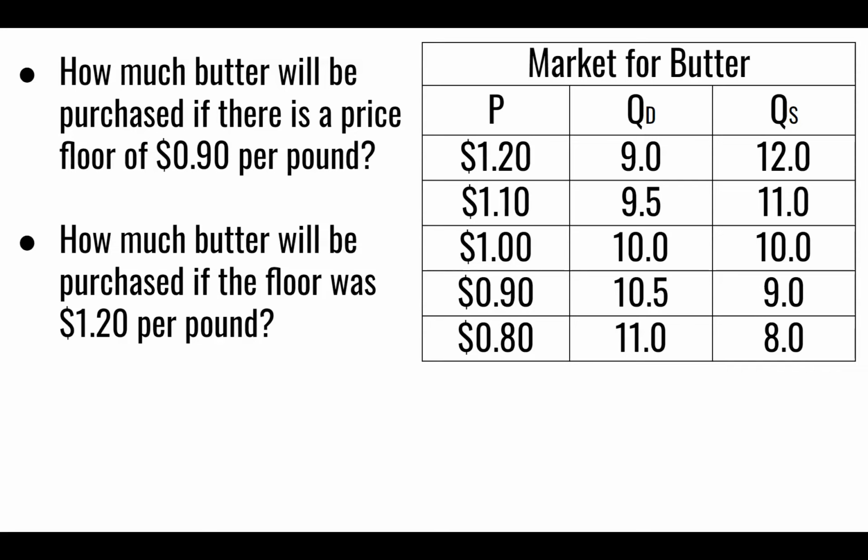It's doing no good. But if I set the price floor at $1.20, I don't want the price to fall below $1.20. Well, then that does do something because without the price floor, I drop as far as $1. So I set that floor at $1.20. How much is going to get sold? Well, there's 9 demanded, 12 supplied. You can't sell what people don't want. So there will be 9 pounds of butter sold in this market. So you do have to ask yourself, to go through that process, is this price control doing what it's supposed to do?